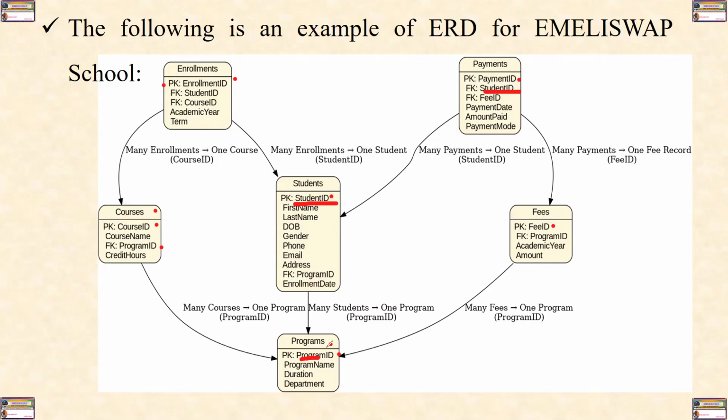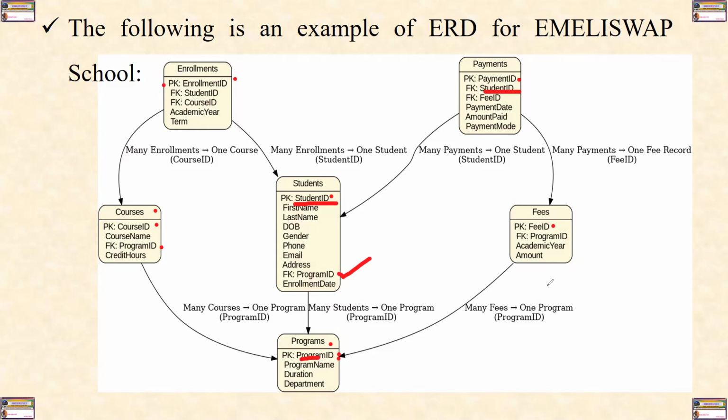Between the students table and the programs table, we have many students being related to one program, or many students taking a single program. So the relationship here is program ID. Now the program ID is a foreign key in the students table, but it is a primary key in the programs table.